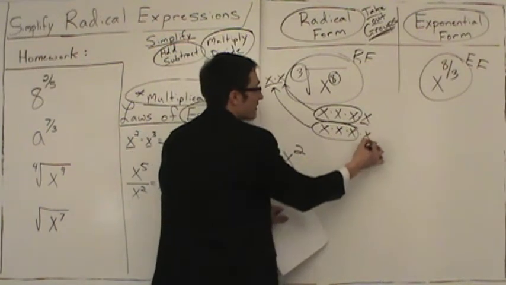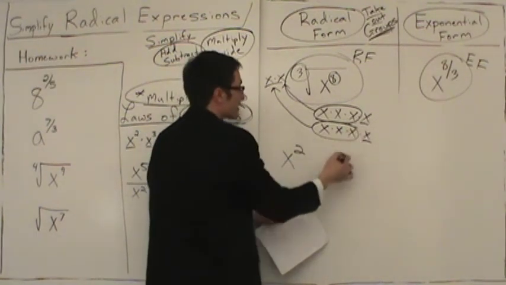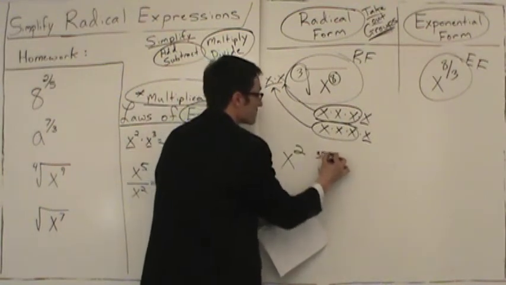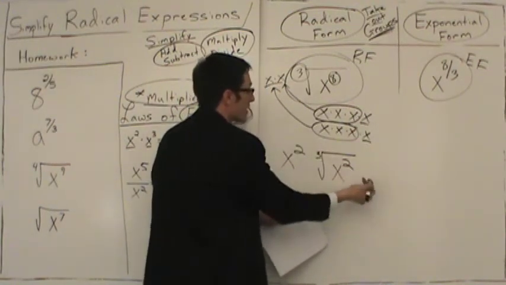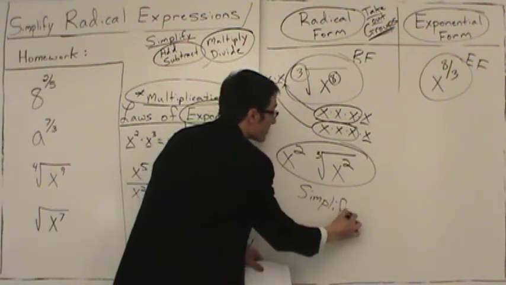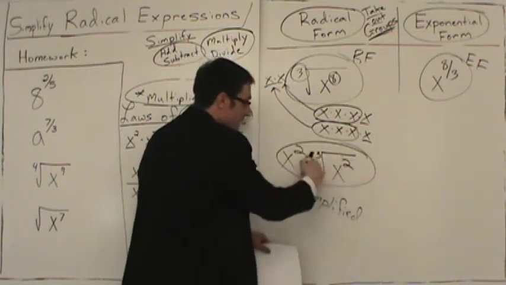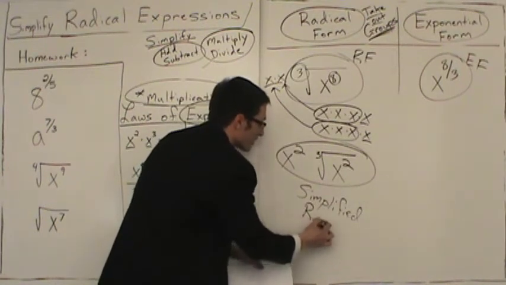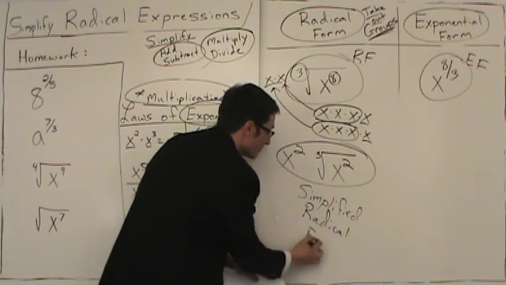And what is left underneath the radical? What's not circled? We have 2 x's not circled, so left under the cubed root is what? X times x, or x squared. And this is your simplified radical form. The most important of the 3 forms on the board is the simplified radical form. This is definitely the most important form.